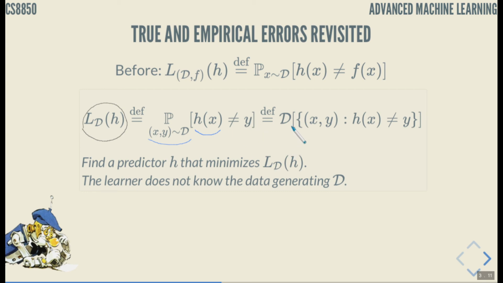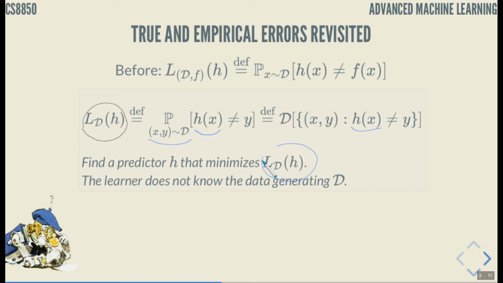Or equivalently, the true loss is the probability mass of a set of pairs x and y for which our labeling function or hypothesis doesn't return a label that corresponds to the true label of the sample. So in our learning process, we want to find a predictor H that minimizes the true loss, the new true loss.